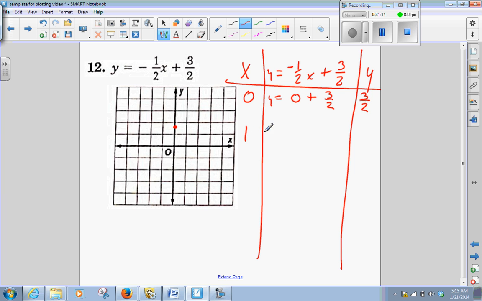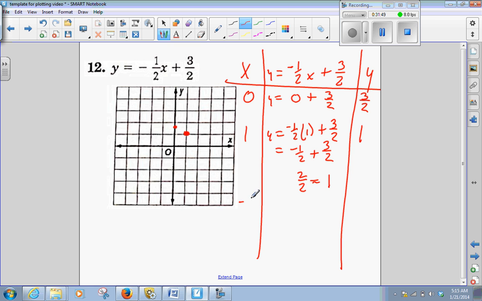Now I'm going to pick a 1 for x. So instead of negative 1/2 times x, it's going to be negative 1/2 times 1 plus 3/2. So negative 1/2 times 1 is just a negative 1/2. Negative 1/2 plus a positive 3/2 is going to give you positive 2/2, which simplifies to a 1. So if x is 1, then y is going to be 1. So I go over here and I graph over 1 and up 1.